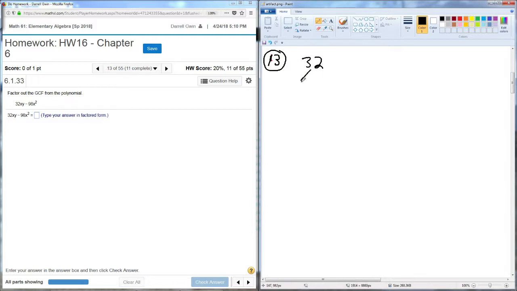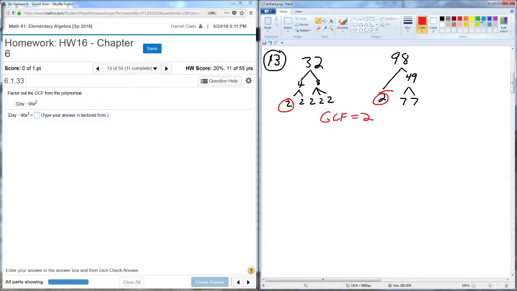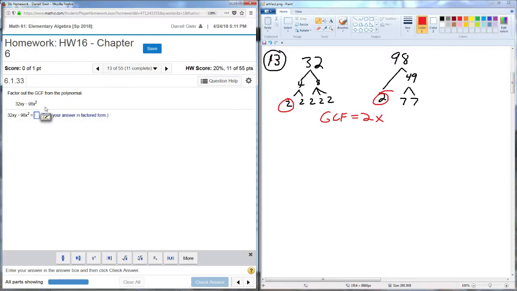That is just 4 times 8, which is a bunch of 2s. 1, 2, 3, 2, 2, 2. 98. That is 2 times 49, right? Yep. And 7 times 7. What do they have in common? Well, they have a 2 in common. So GCF is 2. Okay. And they both have an x. So an x there. GCF is 2x. And there's no y. Okay, so here we go.